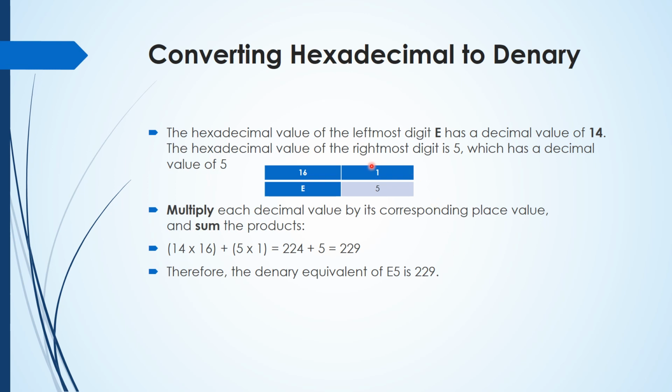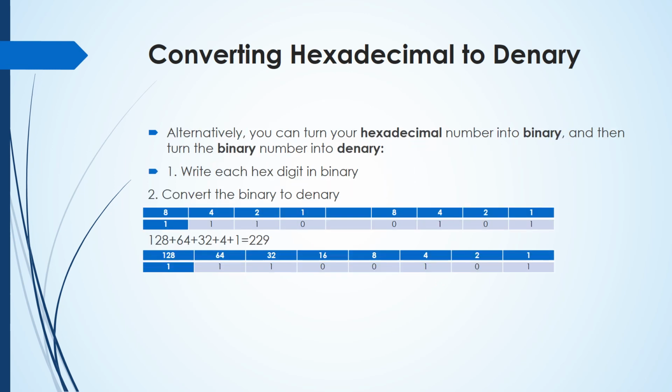The leftmost hexadecimal digit E has a decimal value of 14, right? The rightmost digit is 5, which has a decimal value of 5. Multiply each decimal value by its corresponding place value and sum the products. And here the denary equivalent of E5 is 229. This is another example. I hope it's pretty much clear.